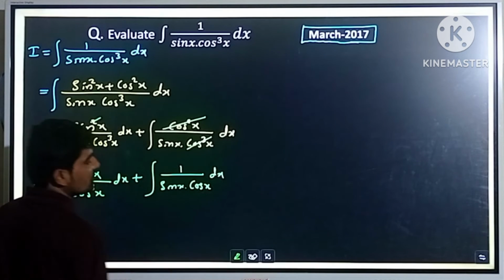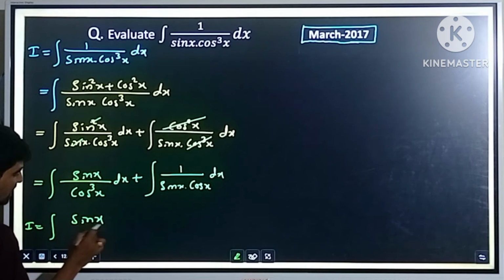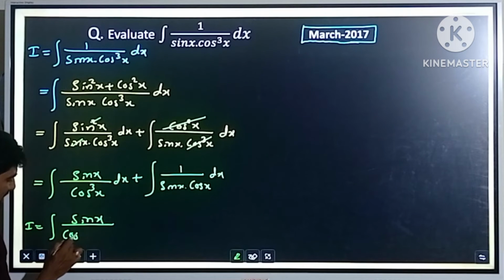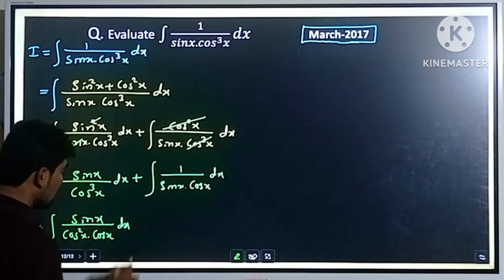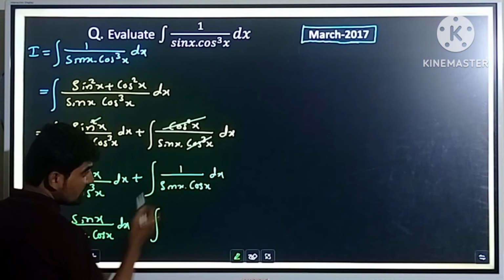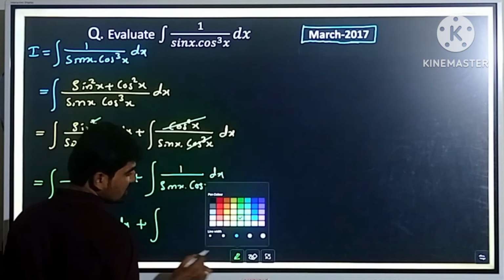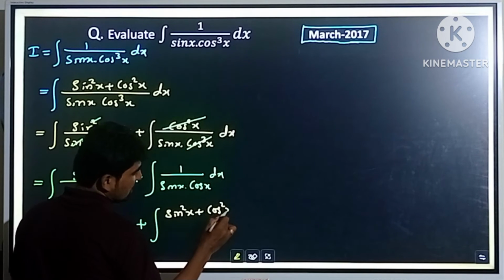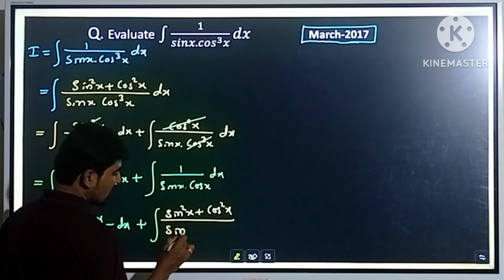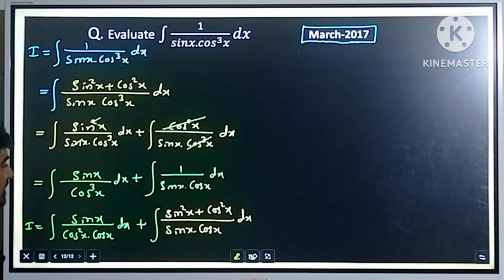Cos x with respect to x. I hope all of you understood. I is equals to integration of sin x divided by cos cube x, which can be written as cos square x into cos x dx, plus integration of again the same thing, 1 divided by sin x into cos x, by using the same identity, that is sin square x plus cos square x divided by sin x into cos x, with respect to x. I hope all of you are understanding.